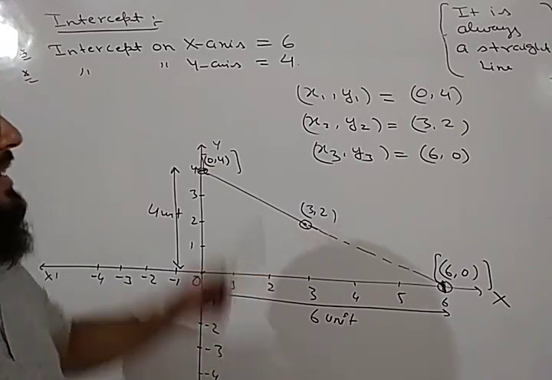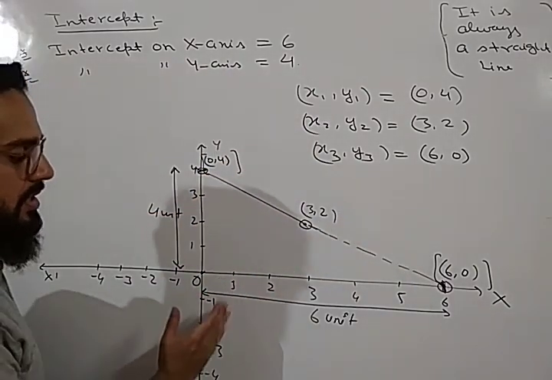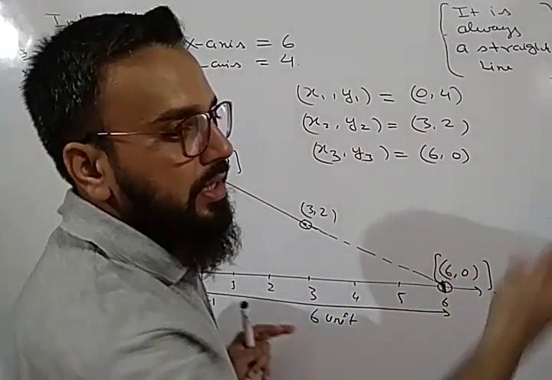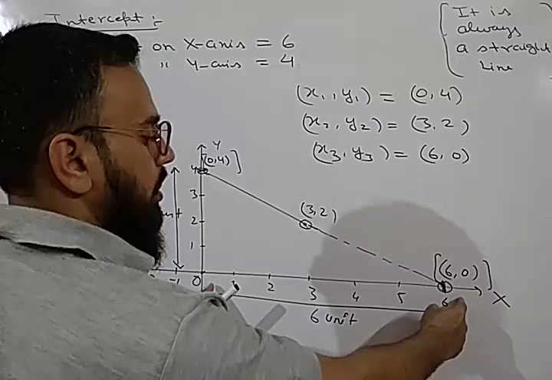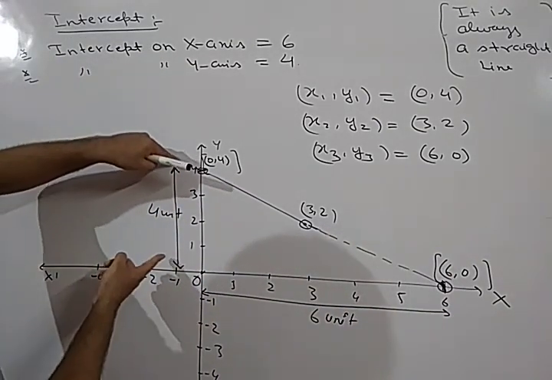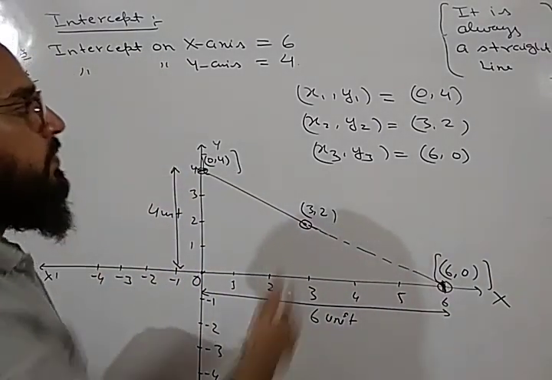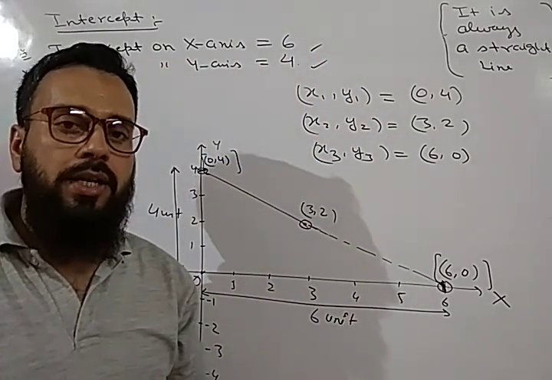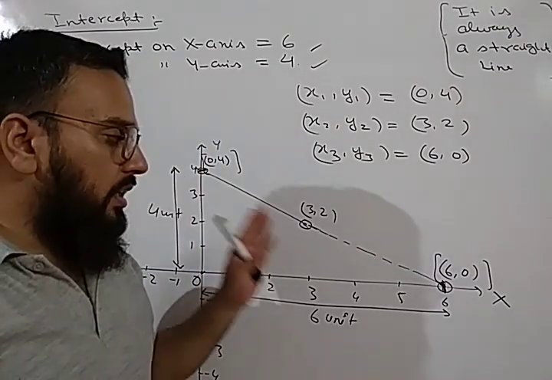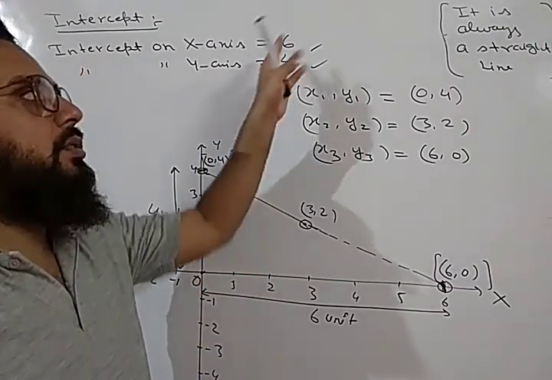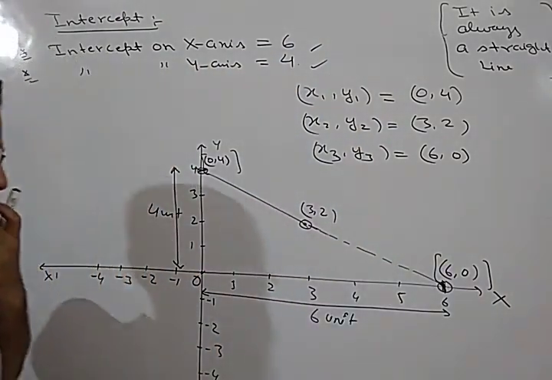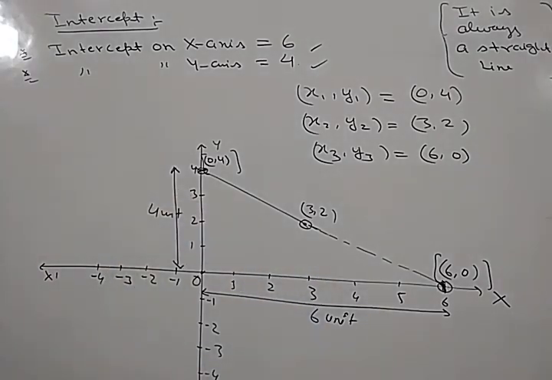But if it is asked to find the intercept on the x-axis, then intercept means the length, the distance from the origin to the point where the graph cuts the x-axis. It means this distance is called the intercept on the x-axis and this distance is called the intercept on the y-axis. So this is the definition and the meaning of intercept. Okay, so we have completed. We have drawn the graph of this equation and found the intercept on the x-axis as well as on the y-axis. Note it down.